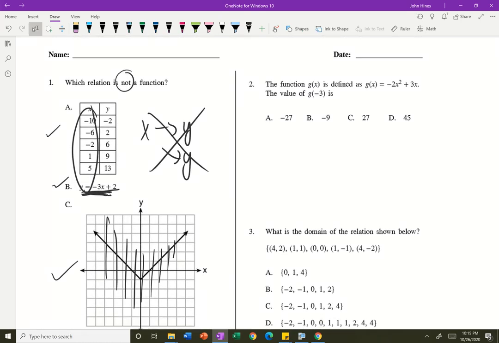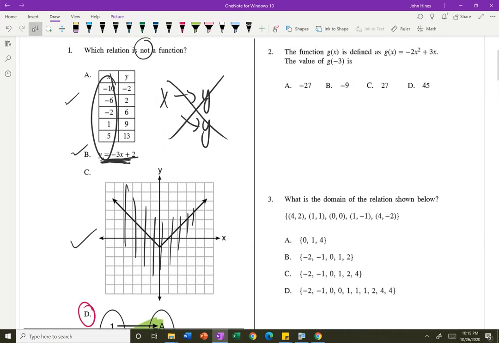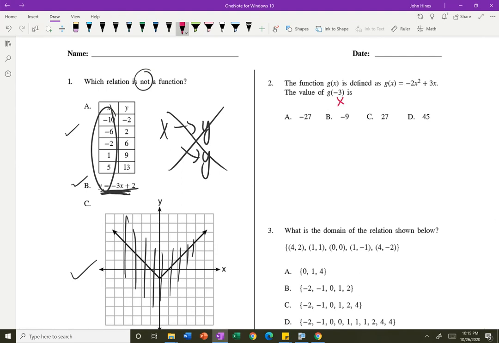So the function g of x is defined as negative 2x squared plus 3x. What is the value of g of negative 3? Sorry, that's my x value, so that's the value I'm going to plug in. Again, you could use your table on your calculator here. That'd be a really smart way to not have to do any math here.